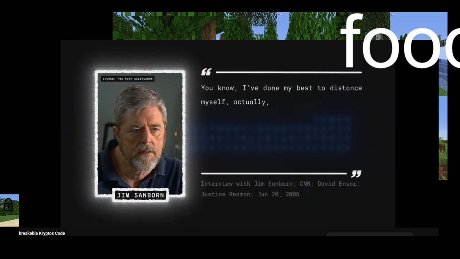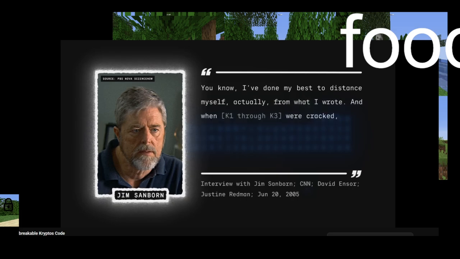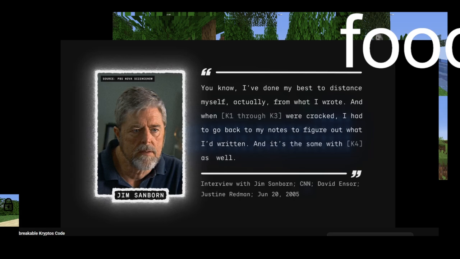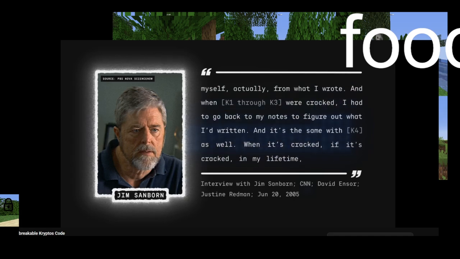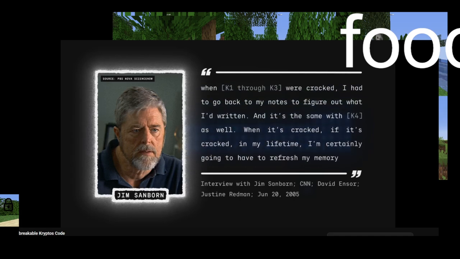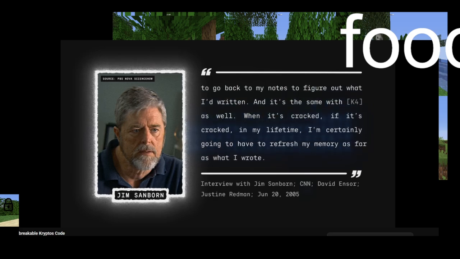You know, I've done my best to distance myself actually from what I wrote. And when K1 through K3 were cracked, I had to go back to my notes to figure out what I'd written. And it's the same with K4 as well. When it's cracked, if it's cracked in my lifetime, I'm certainly going to have to refresh my memory as far as what I wrote.